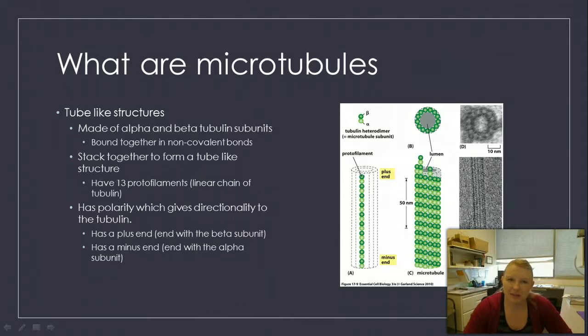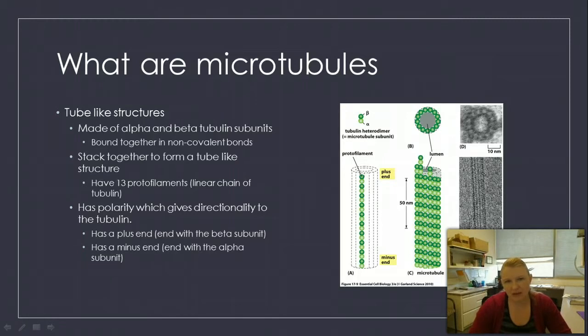Now, an important aspect of microtubules is that they have polarity, and you're going to see this again in actin, so it's really important you understand how this works. The subunit that's exposed on the end determines which side of that polarity is showing. When the alpha subunit is on the end, that's known as the minus end, and you can see that here on this picture. When the beta subunit is exposed, that's called the plus end.